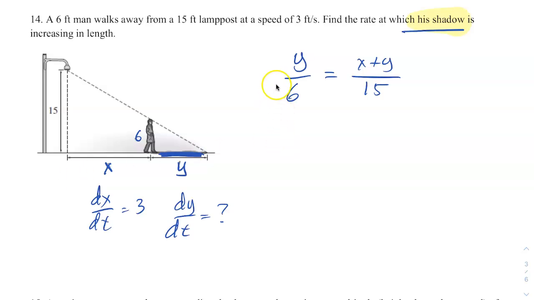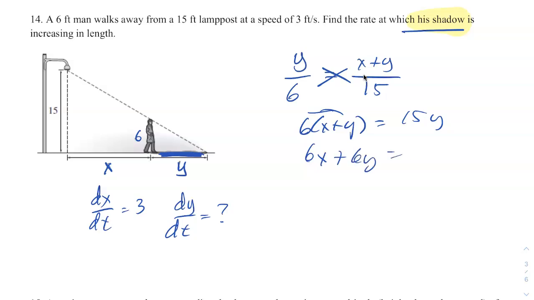Now normally I say, okay, if I take a derivative, what happens? We get dy dt. Good, I want that. And we'll get dx dt. Good, I have that. So we're all set. Before we take a derivative, though, let's make this a little nicer. I would cross multiply here. So you get 6 times (x plus y) equals 15y. Distribute: 6x plus 6y equals 15y. Make it a little nicer. Right, so we get that. Now we can take the derivative.